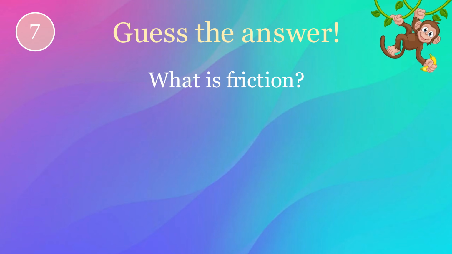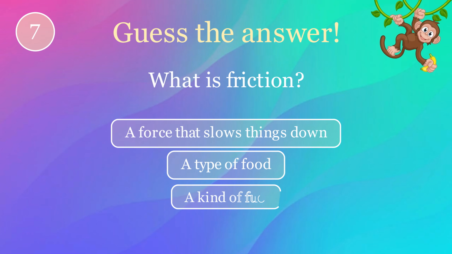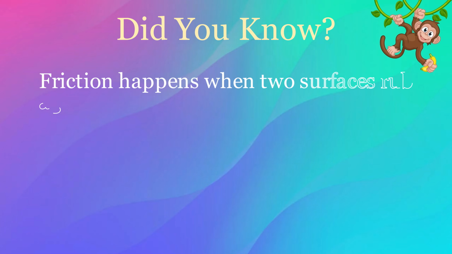What is friction? A force that slows things down. A type of food. A kind of fuel. The correct answer is, a force that slows things down. Here's an interesting fact. Friction happens when two surfaces rub against each other.